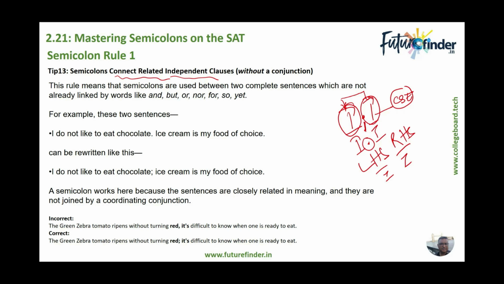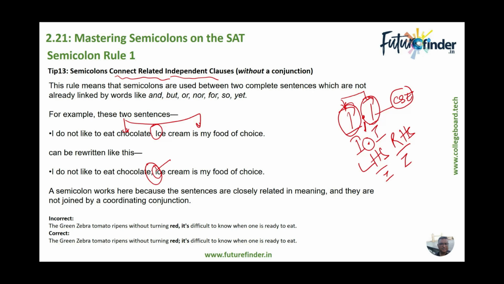I do not like to eat chocolate, full stop. Ice cream is my food of choice. So it can be written as: I do not like to eat chocolate; ice cream is my food of choice. Very important that this I should not be capitalized, as in the case of a full stop. So it is very, very simple that two independent clauses can be joined together using a semicolon. Generally, more often than not, when these two independent clauses are closely related to each other, a semicolon is used.